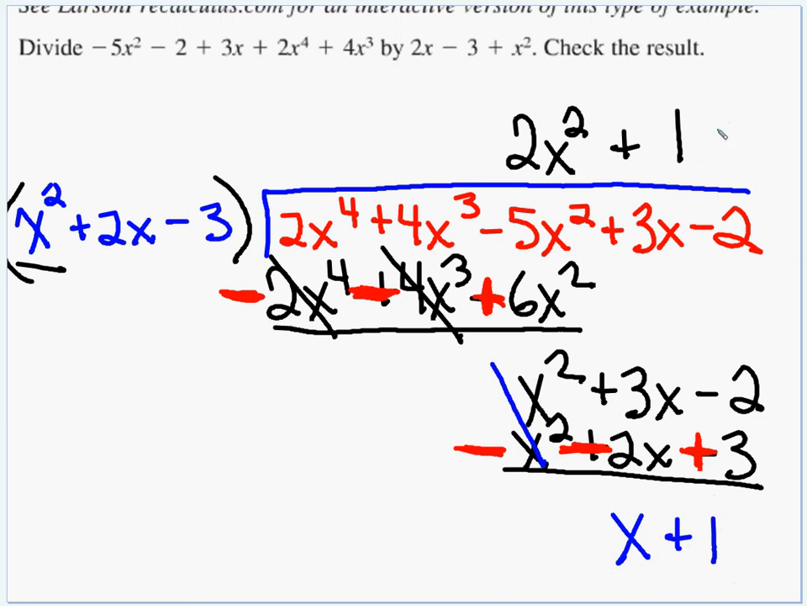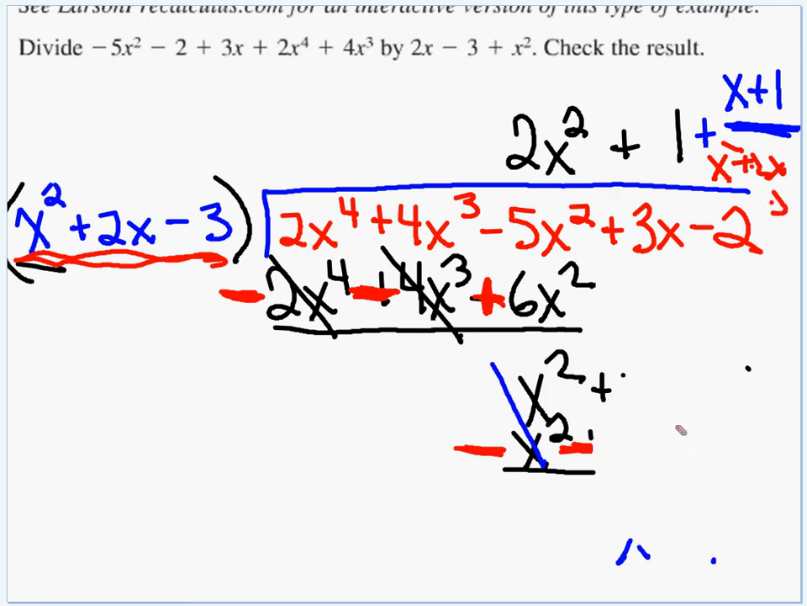And let me, well, I guess I can come up here. I'll put a plus, and we'll make a little fraction line. Our remainder is the numerator, x plus 1. Our denominator is what we were dividing into here, this x squared plus 2x minus 3. Let me see if I can squeeze it in here. x squared plus 2x minus 3. Now that's not too good.